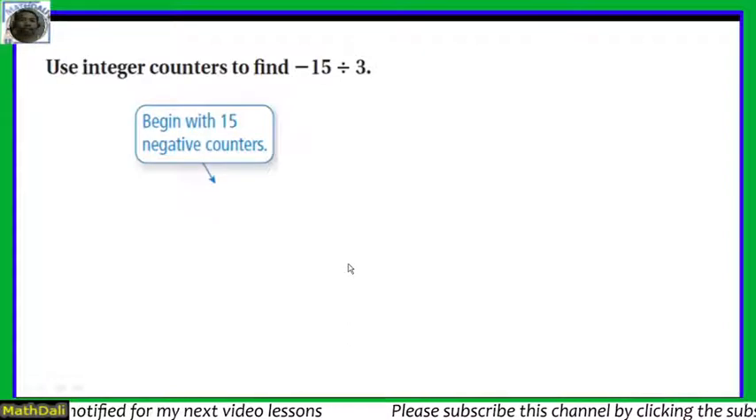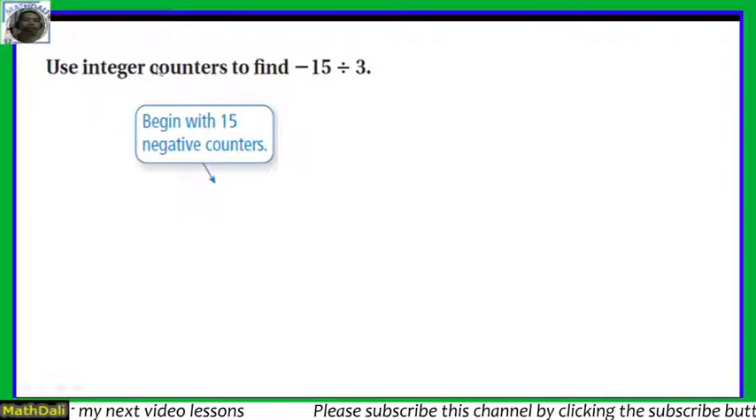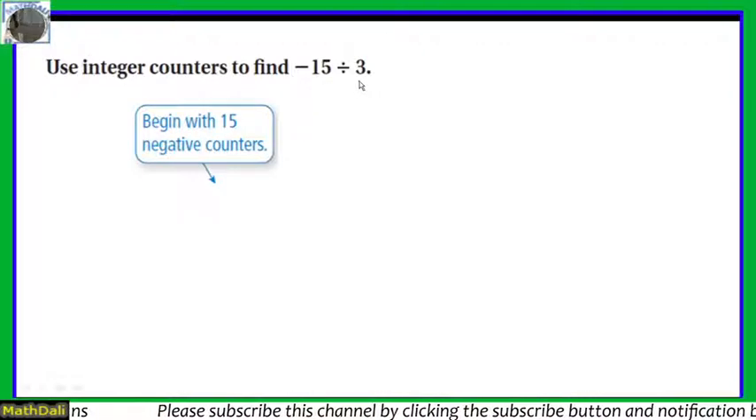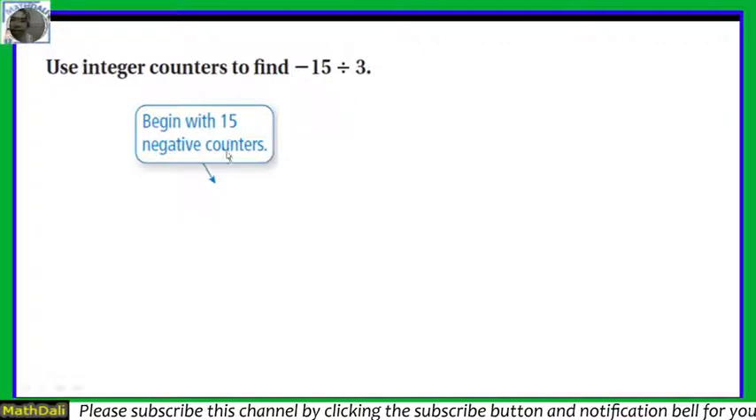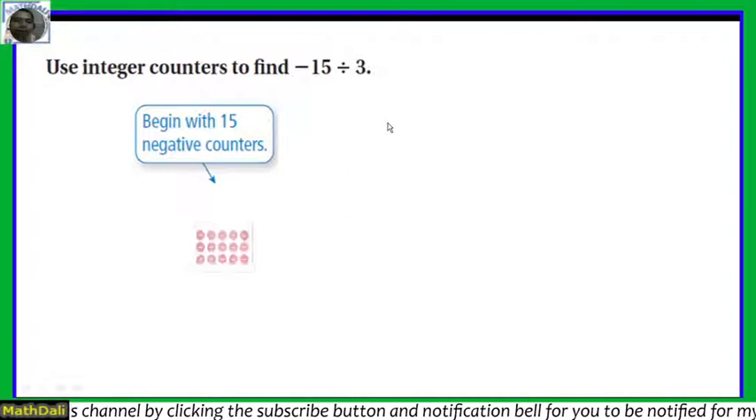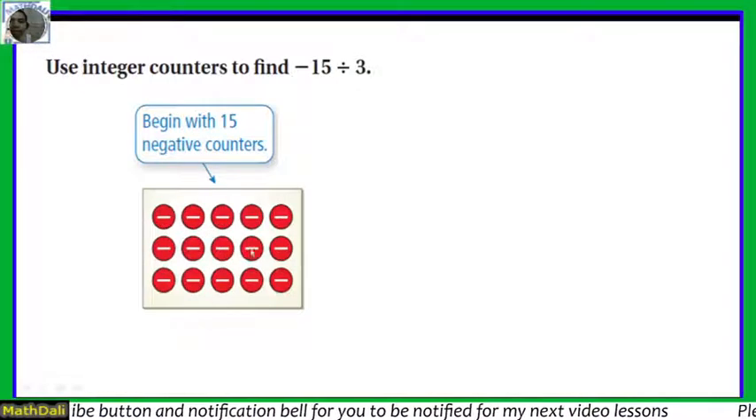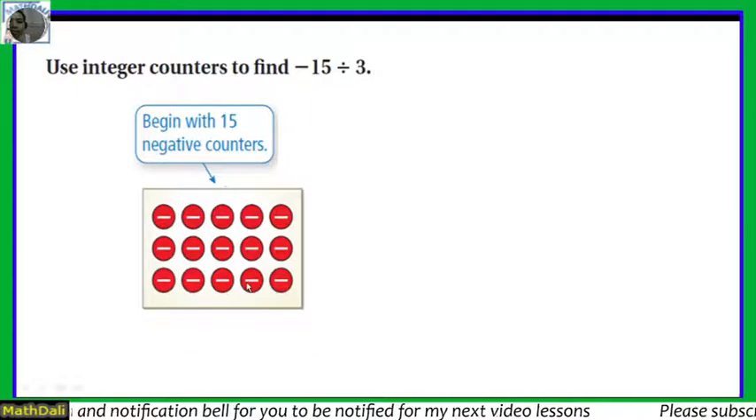Okay, so division tayo. Use integer counters to find the quotient. Negative 15 divided by positive 3. So let's begin with negative counters. 15 negative counters. Nasaan yon? Okay, so ito. As you can see, meron tayong 15. 1, 2, 3, 4, 5, 6, 7, 8, 9, 10, 11, 12, 13, 14, 15.